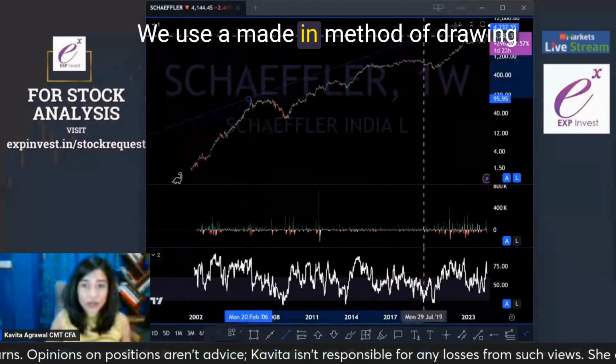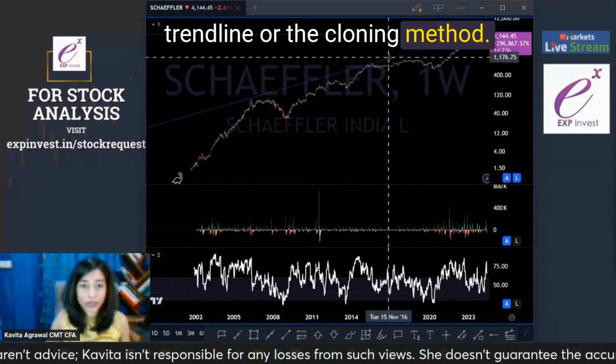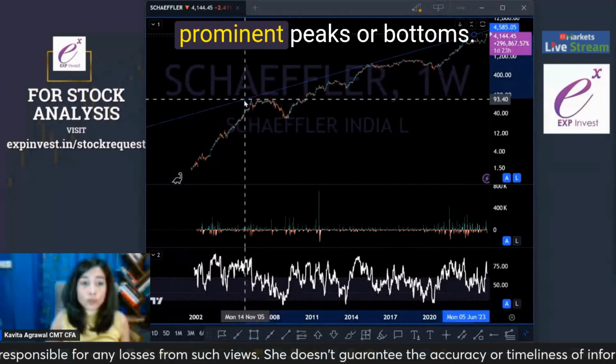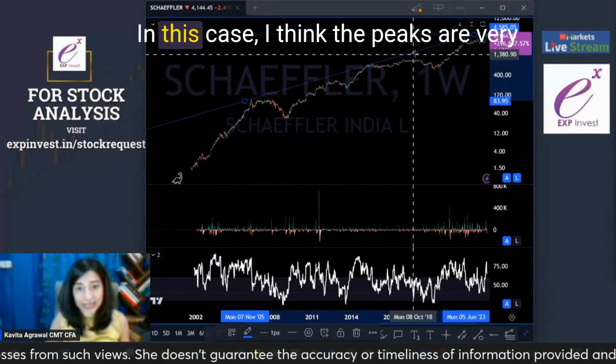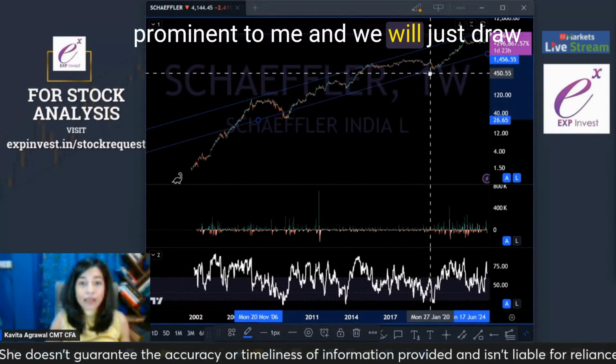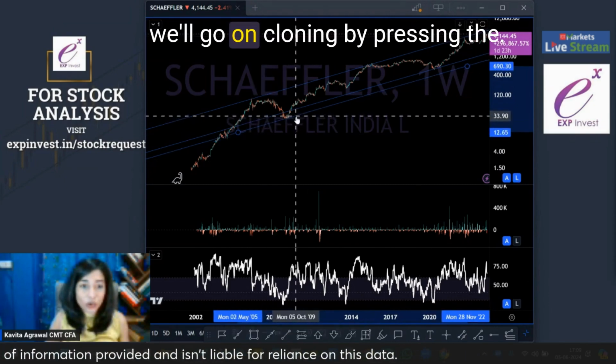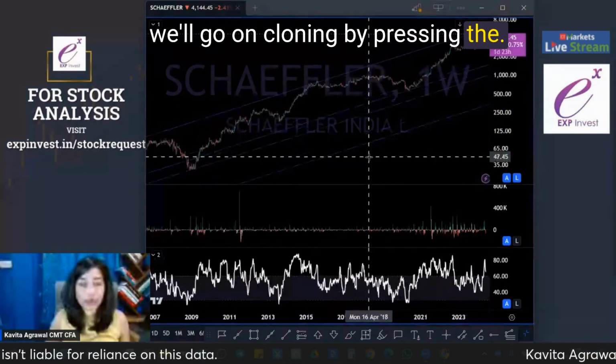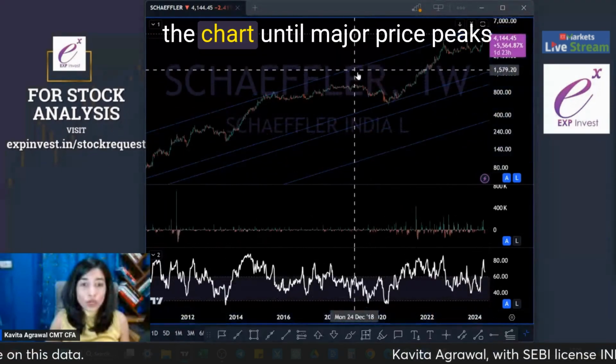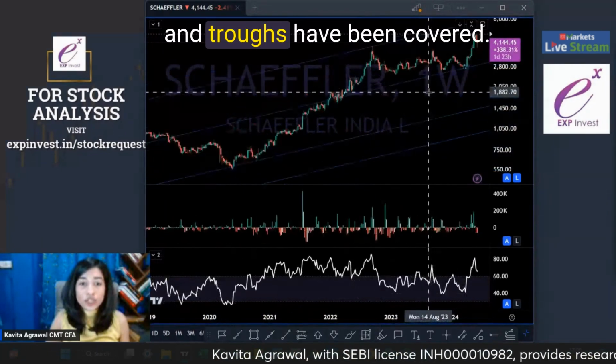We use a method of drawing trend lines, or the cloning method. For that, we'll use the most prominent peaks or bottoms. In this case, I think the peaks are very prominent to me. And we will just draw the first trend line, making sure the chart's in logarithmic setting, and we'll go on cloning by pressing the control button. We'll keep on cloning the chart until major price peaks and troughs have been covered.